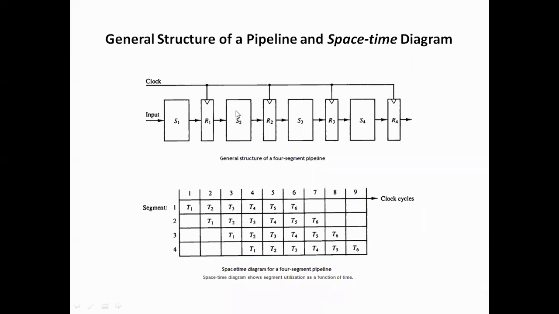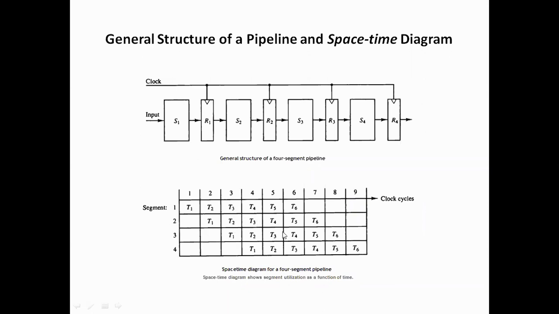Now the first task will reach segment 3. So in the third clock pulse, the first task has reached segment 3, and at the same time, the other segments will not remain idle. The second task will reach segment 2, and a new task, T3, will come into S1. So in the third clock cycle, 3 things will happen: T1 will reach segment 3, T2 will reach segment 2, and T3 will reach segment 1.